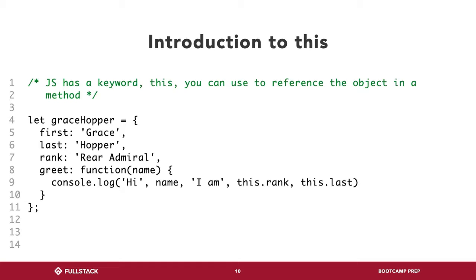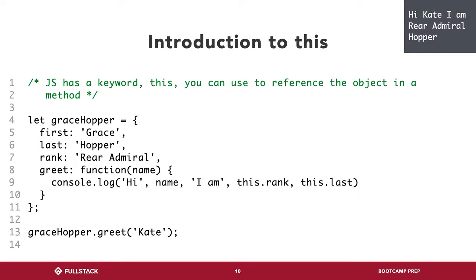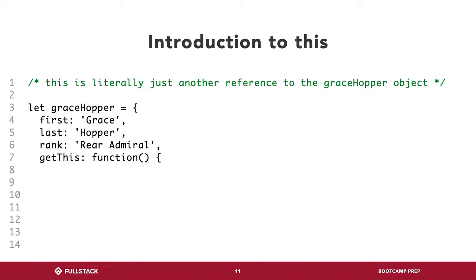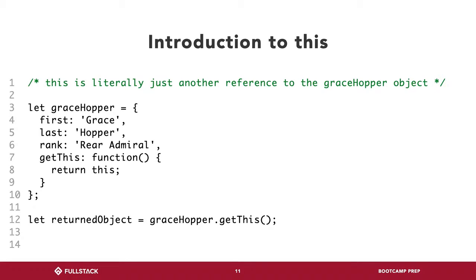Back to this. Like I said, you could just do this.rank, this.last. You don't need to keep track of the name of the actual object. You could just say this. Cool? Same thing. So this is literally just another reference to the Grace Hopper object. Return this.